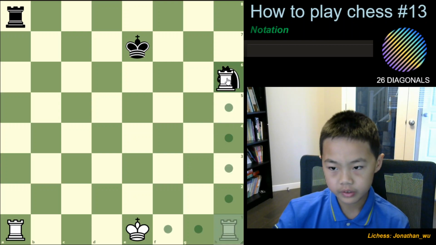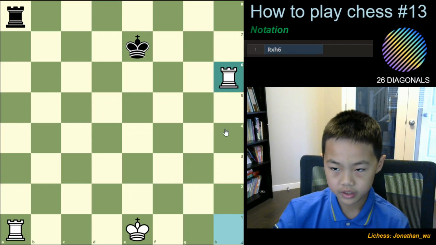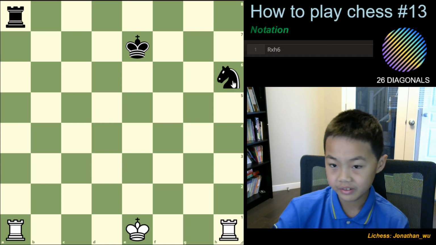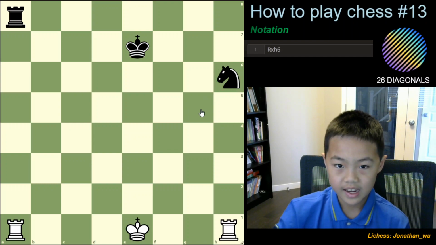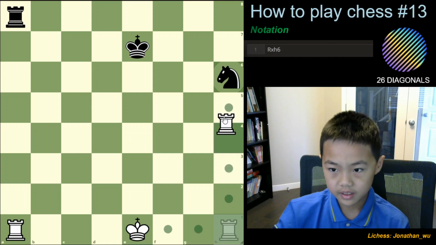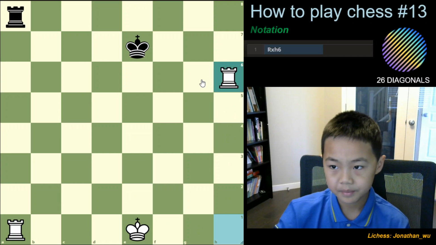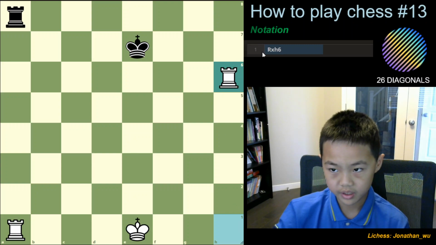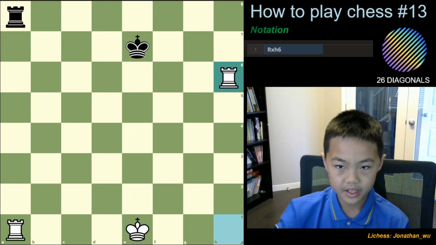Or if you want to take the knight, you just say rook takes h6, because the rook takes the knight. It wouldn't say that it would take the knight. You wouldn't actually write that down. But you take the knight, and then the knight was on h6, so the rook goes to h6. All you have to do is add that x.